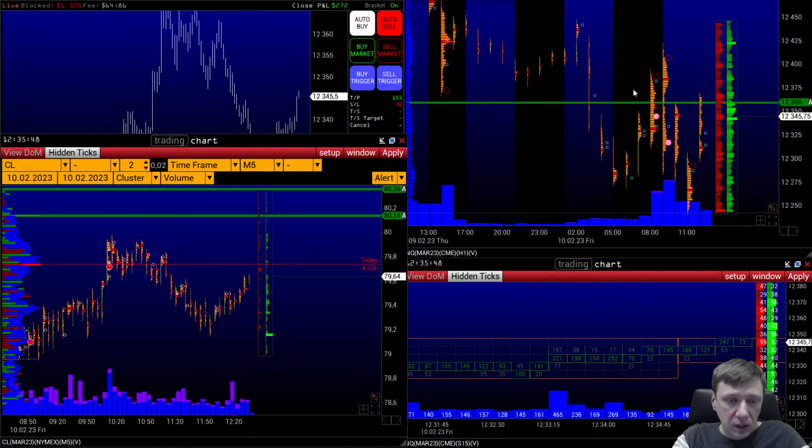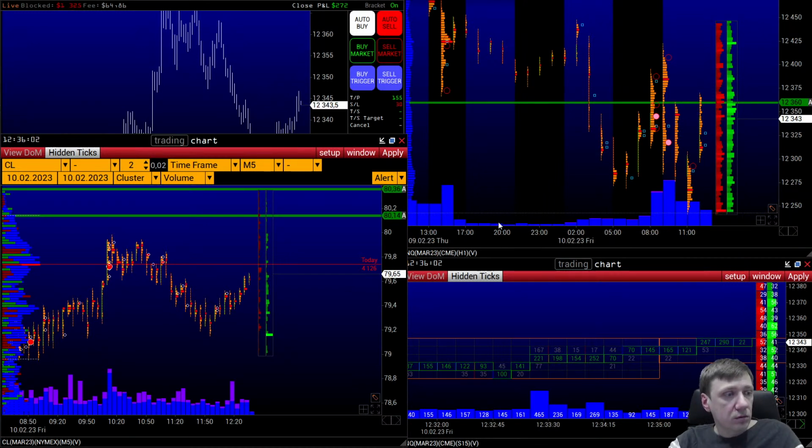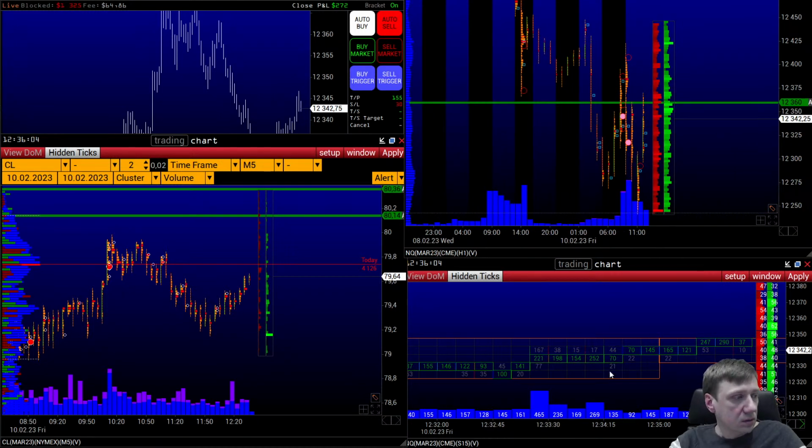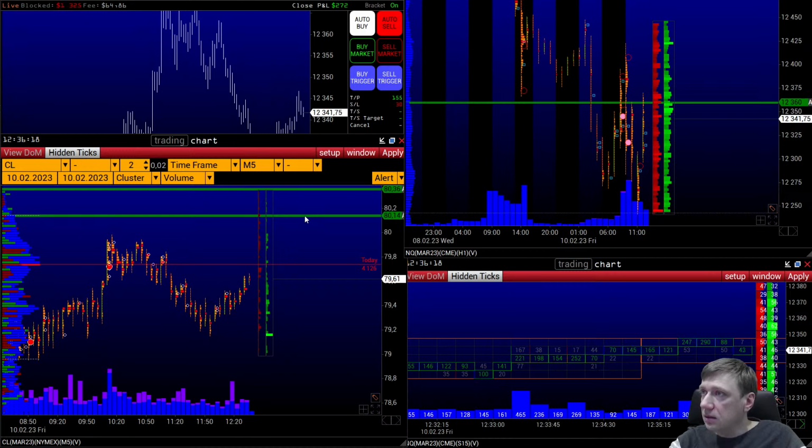Guys, I'm not using any delta charts. I'm not using it because I found it useless. I'm using volumes, clusters. I'm using levels. Actually, I think you can see some kind of delta here, just by accident. I'm not looking at it at all.